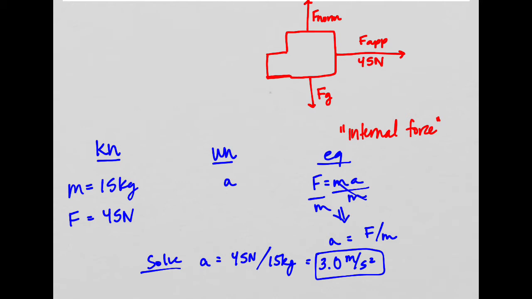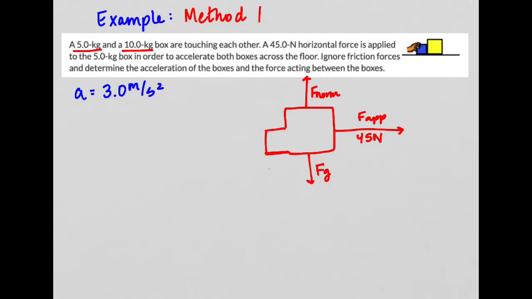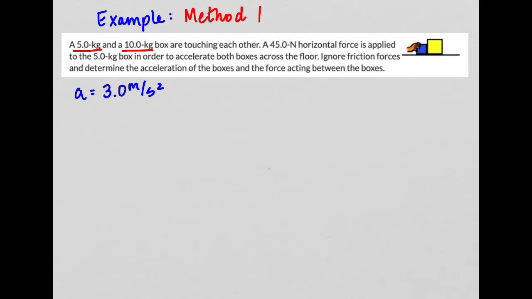Now we can go on to the second part of method 1, which, remember, is the individual body or individual object analysis. So let's get rid of this. We are going to do this individual body analysis, and we can do it on either of the two objects in order to determine the force that's acting between them. So remember, we have these two objects. Now we're going to draw them as two objects. We're going to consider them separate. We have our 5 kilogram little box and our 10 kilogram big box.